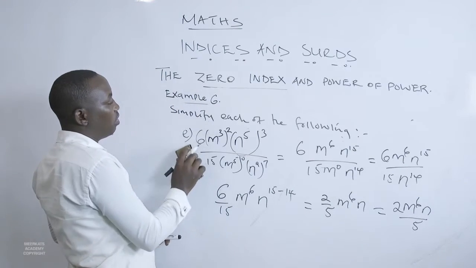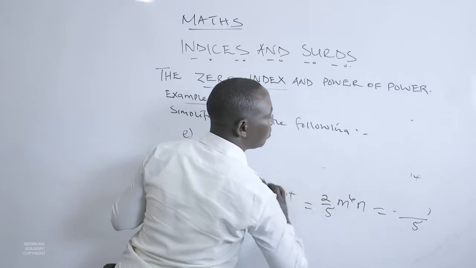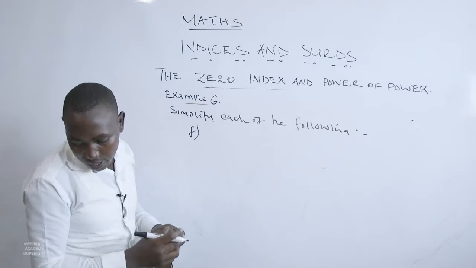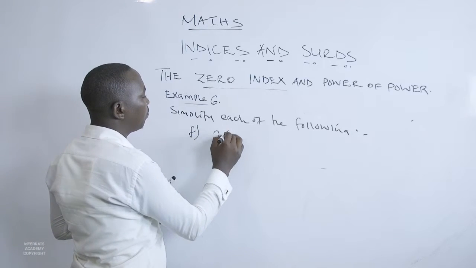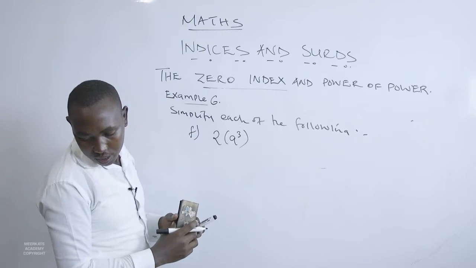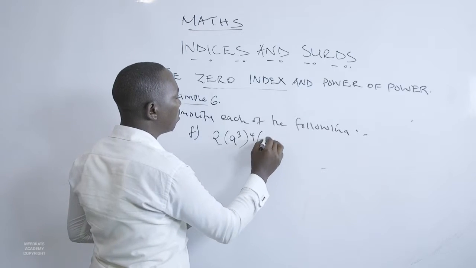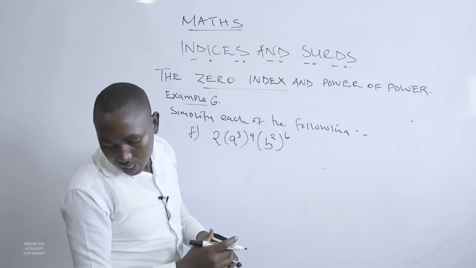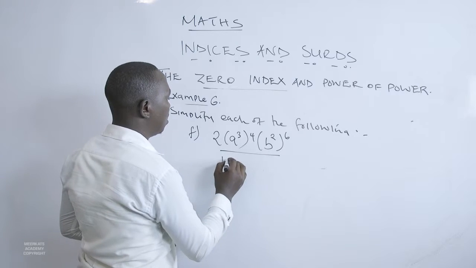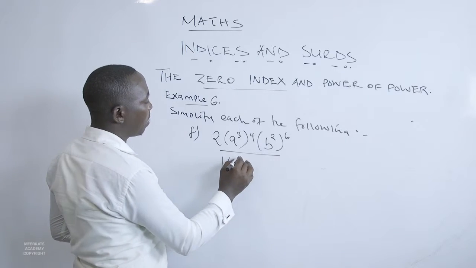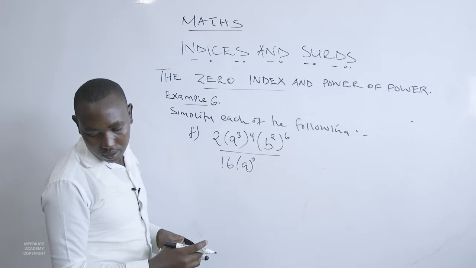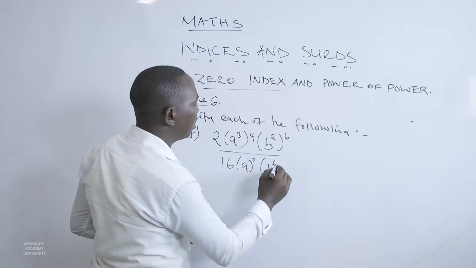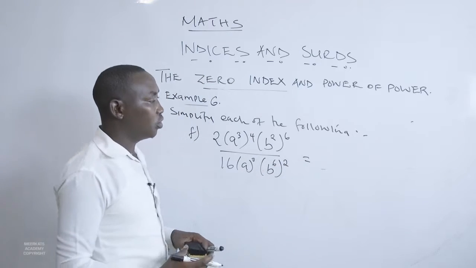The last question on this part, that is part F, we have 2a cubed raised to 4, b squared raised to the power of 6, all over 16 a raised to the power of 0, b raised to 6 again raised to 2.